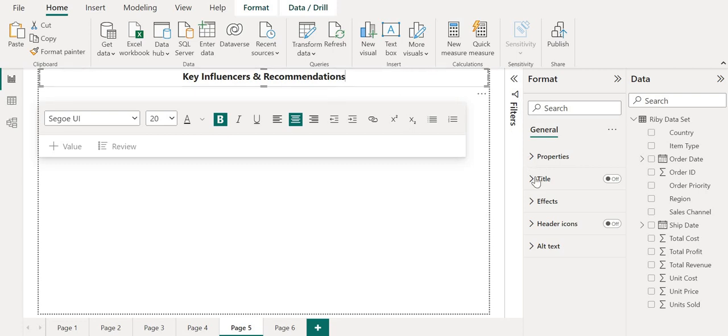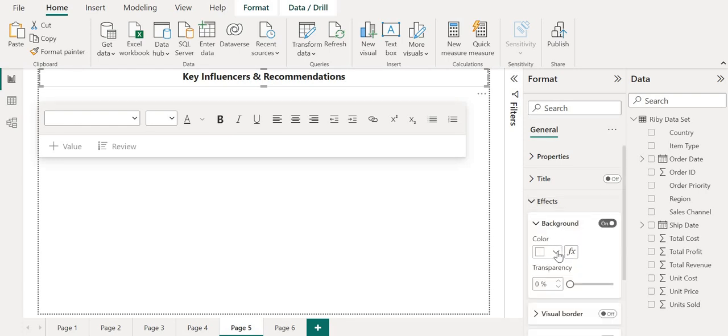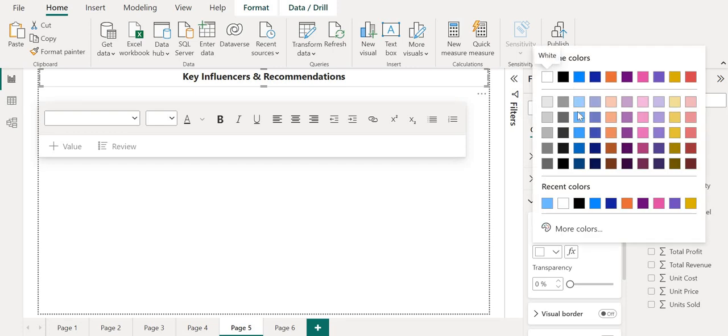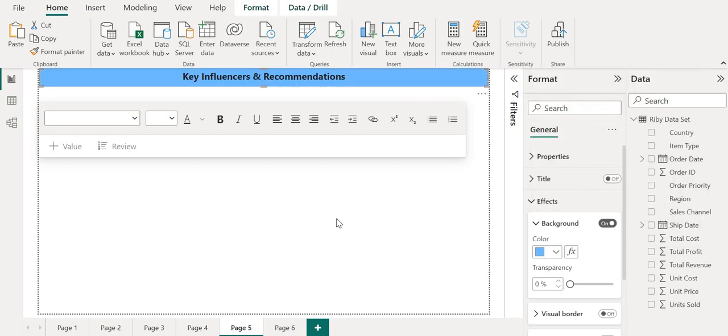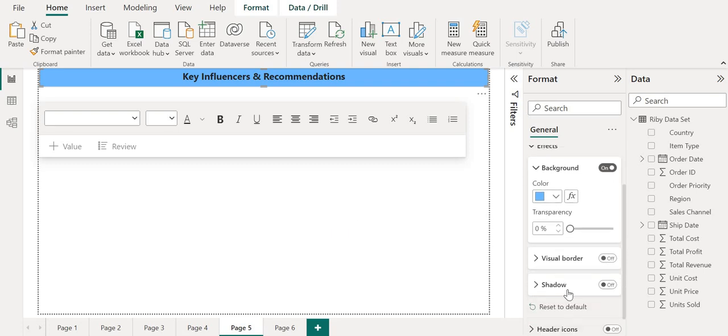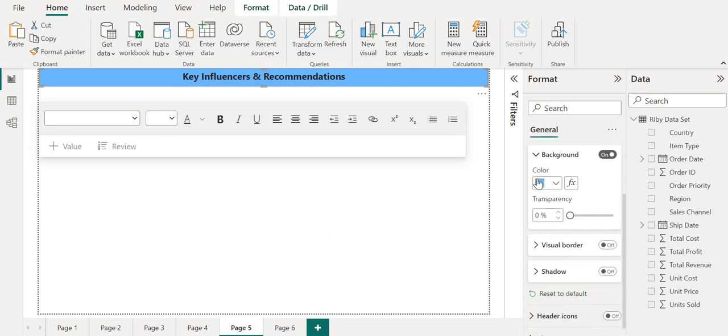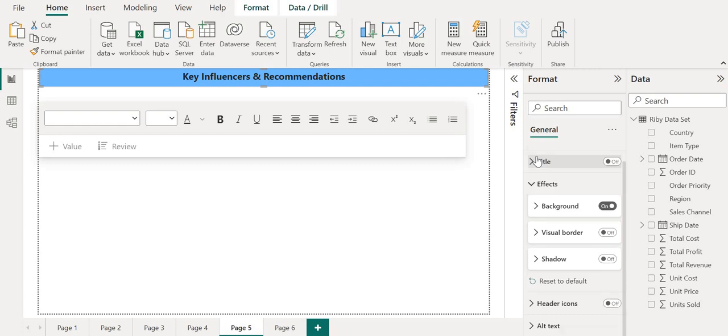Okay, so to change the background, I'm going to go to effects and then I'm going to go to color. This is the color we've been using in the past few weeks, so I'm just going to stick with that. I don't need to put in a visual border. I also don't need to put in a shadow, so I'm pretty much good with that.